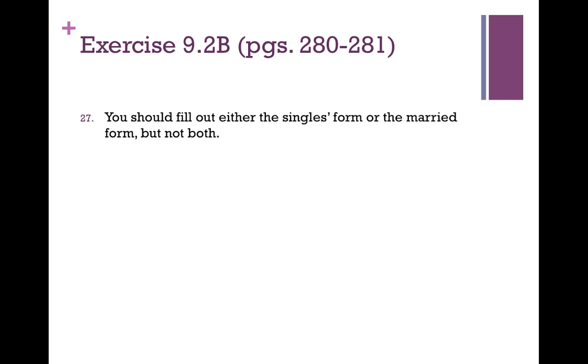Number 27. You should fill out either the singles form or the married form, but not both. So let's look at our connectives here. We have a couple. You should fill out either the singles form or the married form, but, which means and, then not, we have that. So we could use S to represent you should fill out the single form and M to represent the married form. And we see here that we're saying S or M. And then the question becomes, all right, well, we have that, and then it says but, which we know means and, not both. So how do we represent not both?